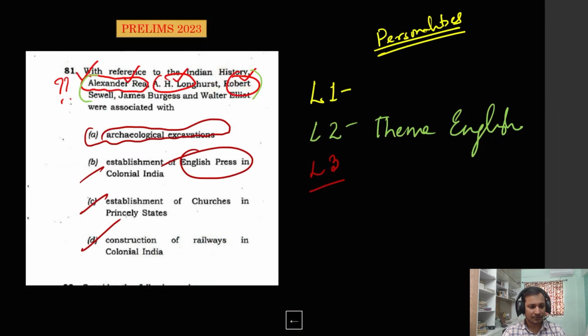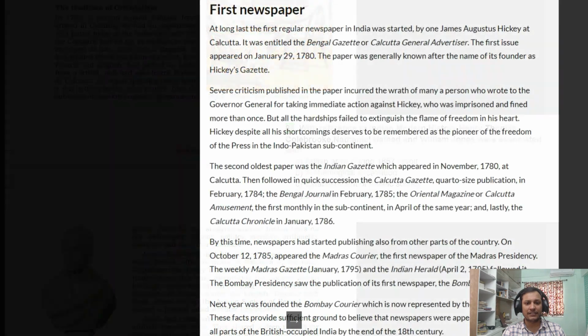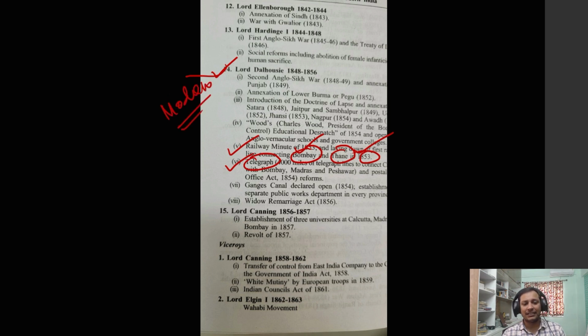Next you can see here construction of railways in colonial India. Who was the person responsible for construction of railways in colonial India? We all know, if you see Lord Dalhousie's contribution, railways minute 1853, laying down the first railway line connecting Bombay with Thane in 1853, and then the telegraph also during Lord Dalhousie. Therefore Lord Dalhousie is called a contributor to modern India. He modernized India through railways and telegraphs.